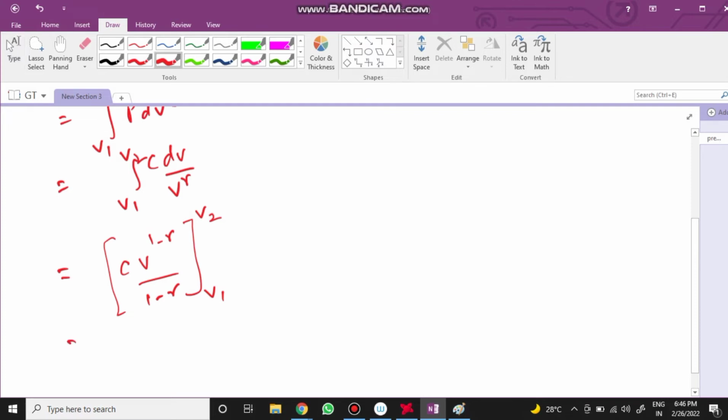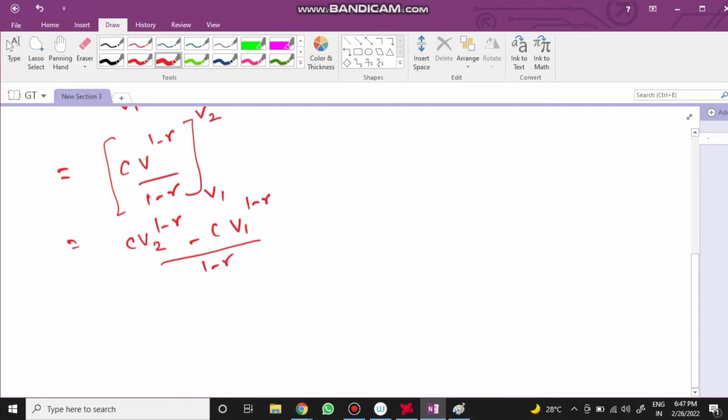Now we will put in the values of the upper and lower boundaries. So C V2^(1 minus gamma) minus C V1^(1 minus gamma), divided by (1 minus gamma). Because we want to eliminate this C, our expression was PV^gamma = constant. So I can write P1 V1^gamma = P2 V2^gamma = constant. These are different stages of that thermodynamic process.